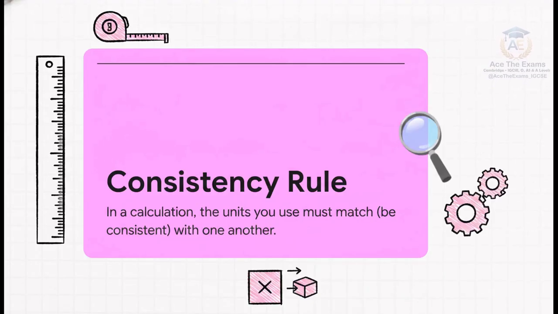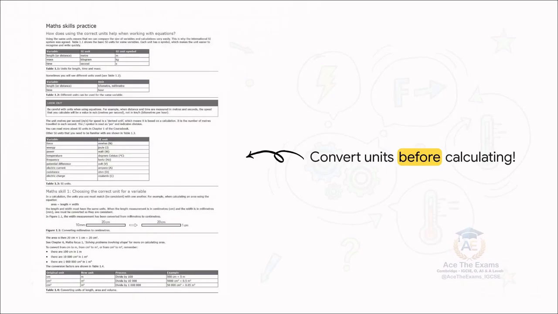Okay, here's that framework. It's the consistency rule. Honestly, this is your golden rule for this entire explainer. In any single calculation, the units you use must perfectly match one another. If you're calculating an area using length and width, they must, no exceptions, be in the exact same unit system before you even think about multiplying them. And this perfectly illustrates the concept straight from the source material. Look at this.